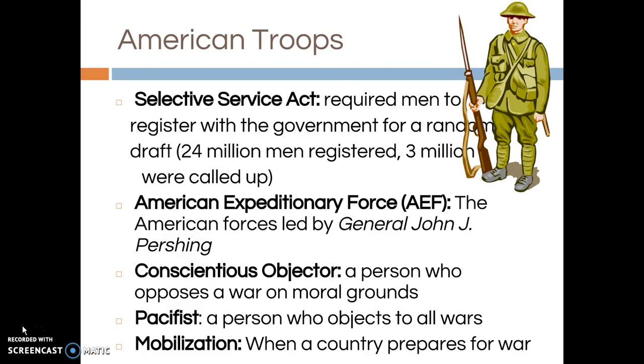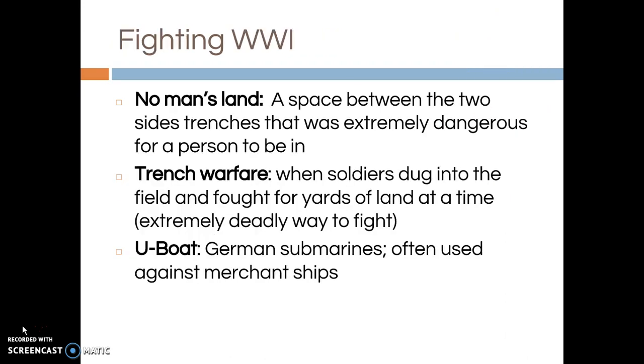There are 3 terms that you need to know, just in case I didn't cover all these somewhere, so I want you to make sure that you have these in your head. You may get a question on these on your quiz. Conscientious objector: the person who opposes the war on moral grounds. Pacifist: opposes all wars altogether, it doesn't matter what war. Mobilization is the process of a country preparing for war.